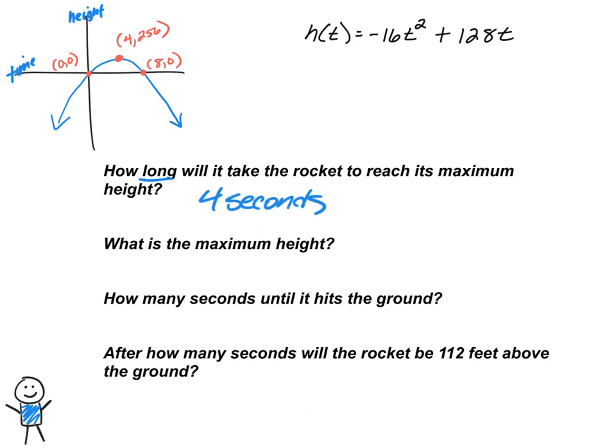All right, number 2 says, what is the maximum height? How high did the rocket actually get? That's going to be the y-axis, or the vertical axis. In our case, the highest point that this reached would be the y value of my vertex, which is 256 feet.